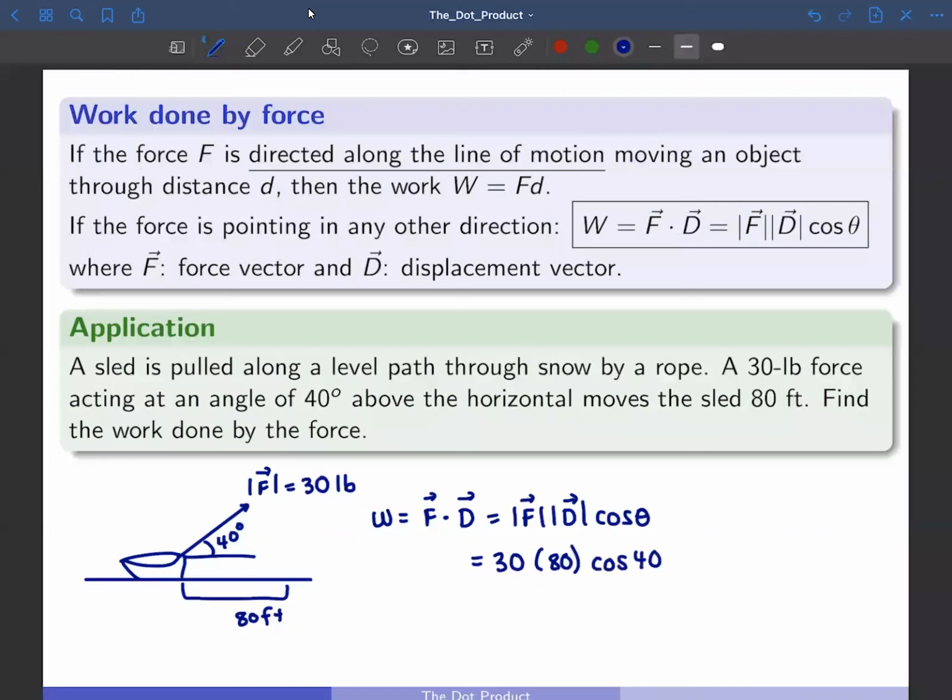If we do the calculations here, this is approximately equal to 1839, and this is in foot-pounds. So the work done by the force is equal to 1,839 foot-pounds. Now let's see a different application.